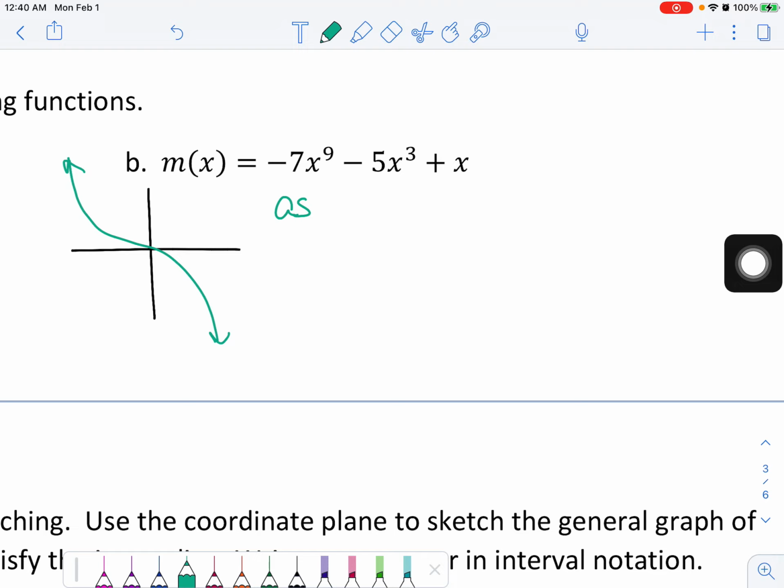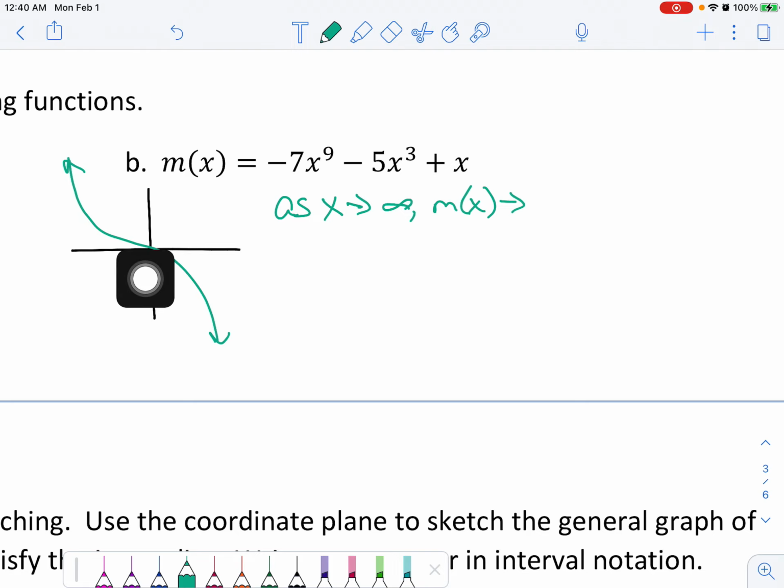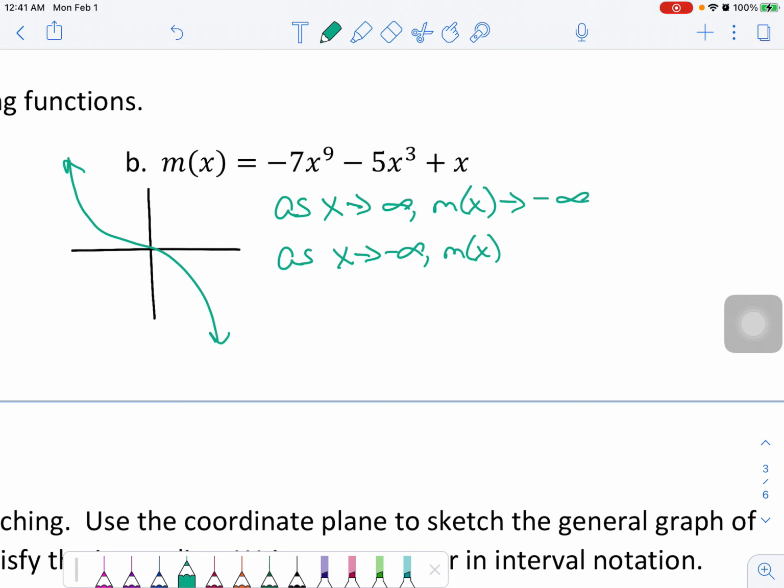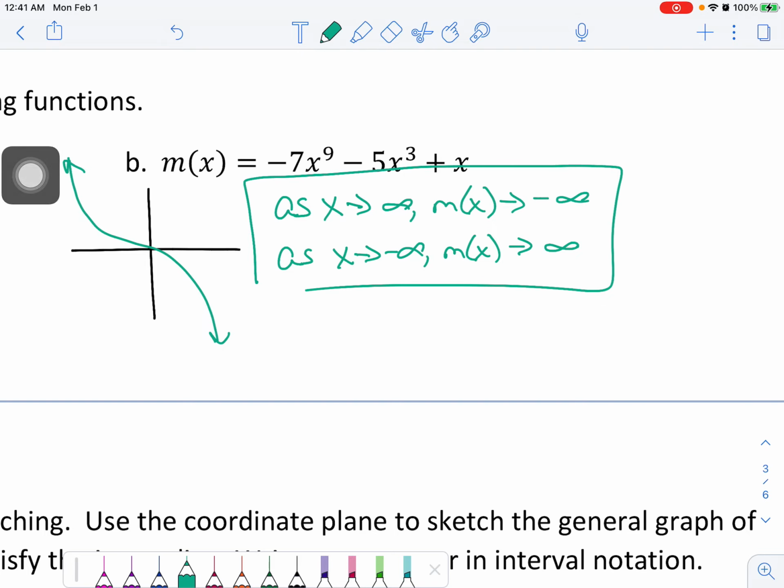So as x approaches infinity, m of x approaches. So as we move to the right, my graph is dropping, so that's going to be to negative infinity. And as x approaches negative infinity, m of x approaches. So as I move to the left on my x-axis, my graph is increasing to positive infinity.